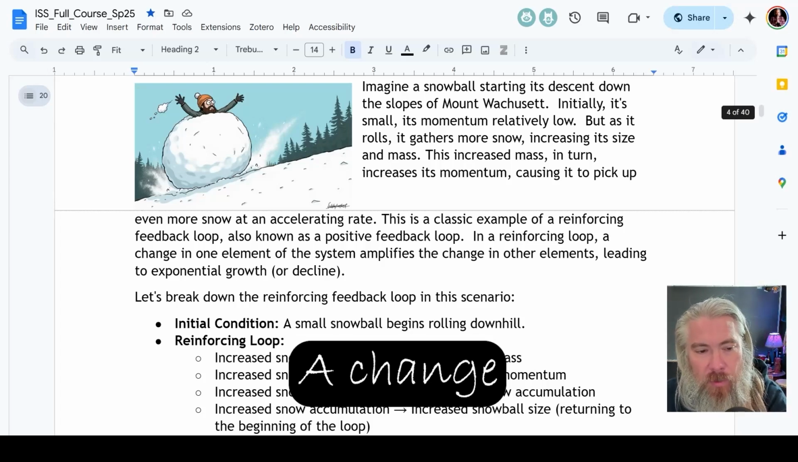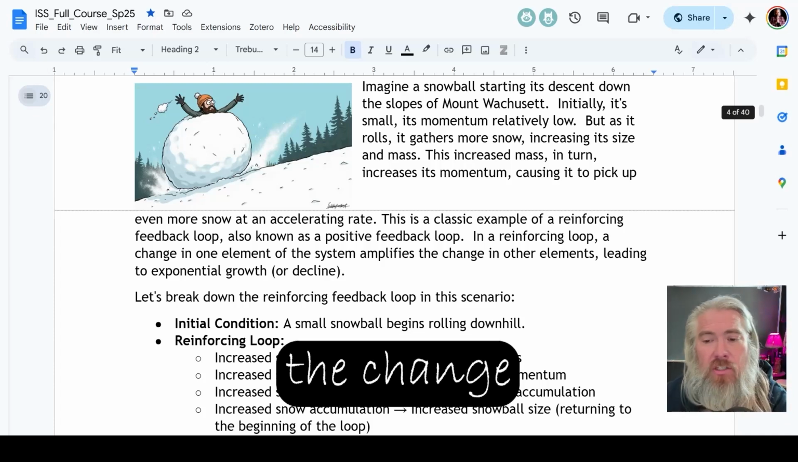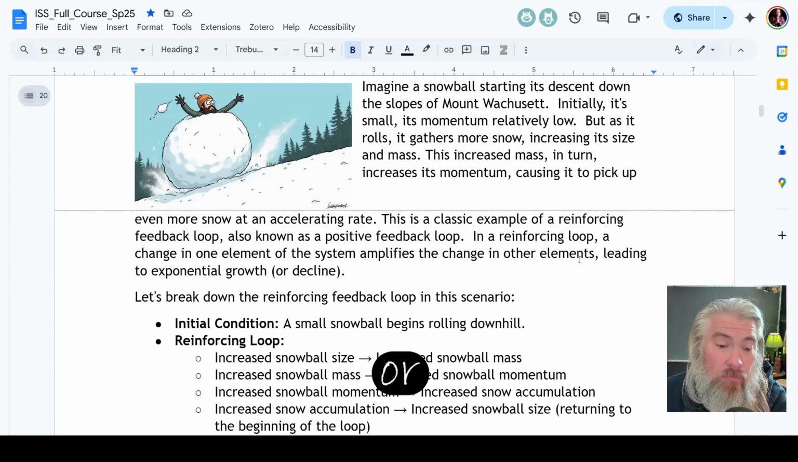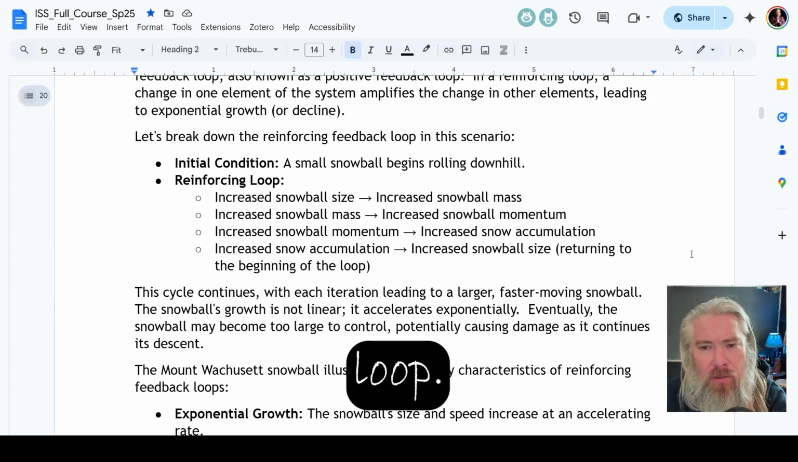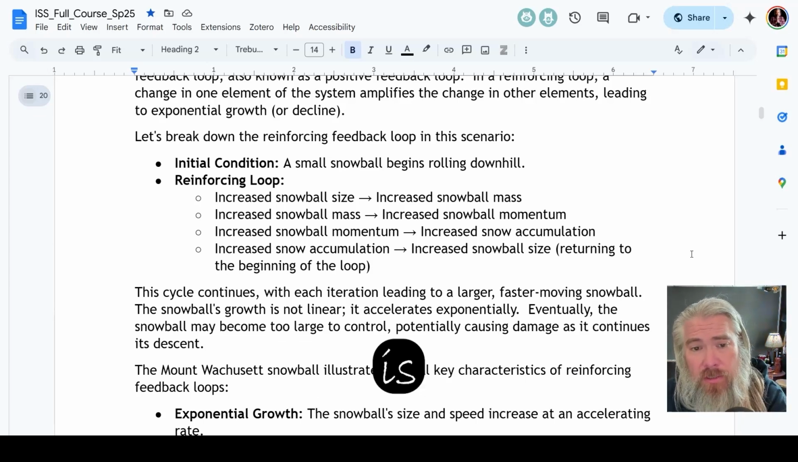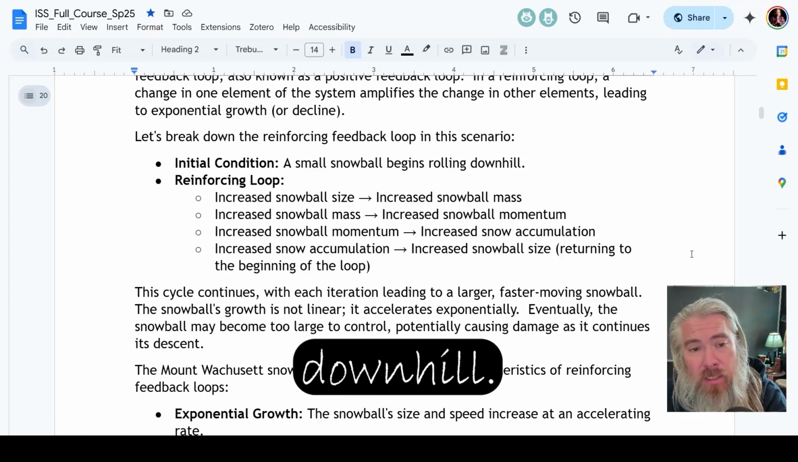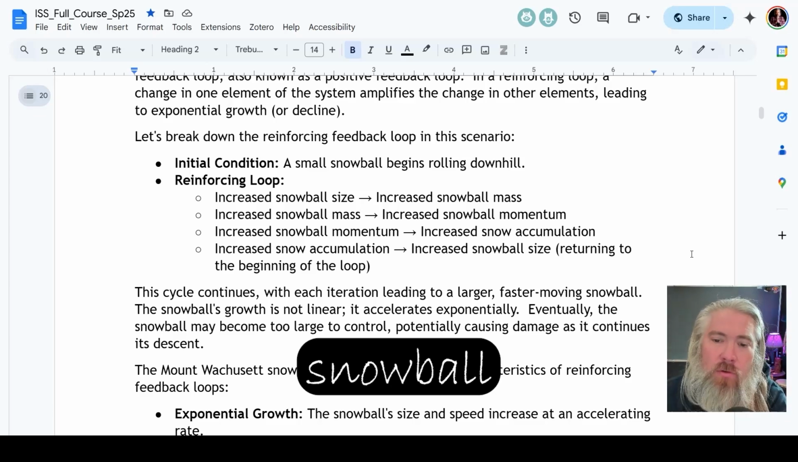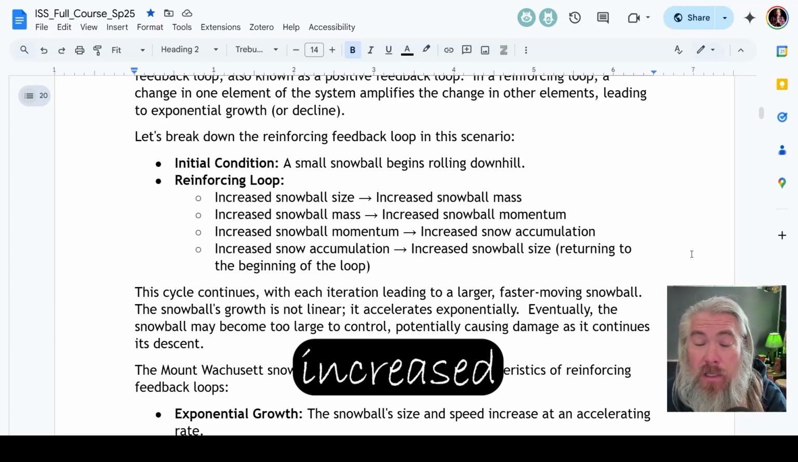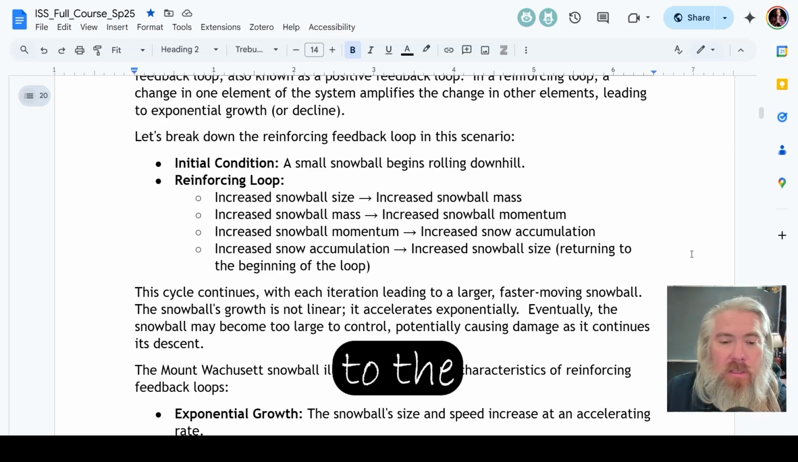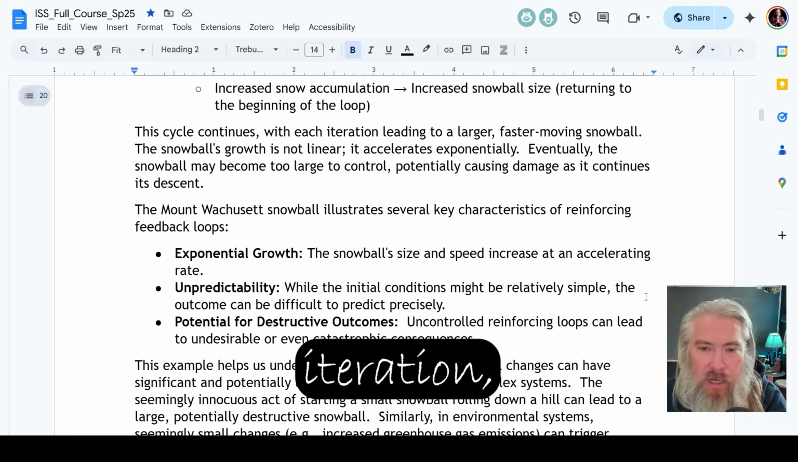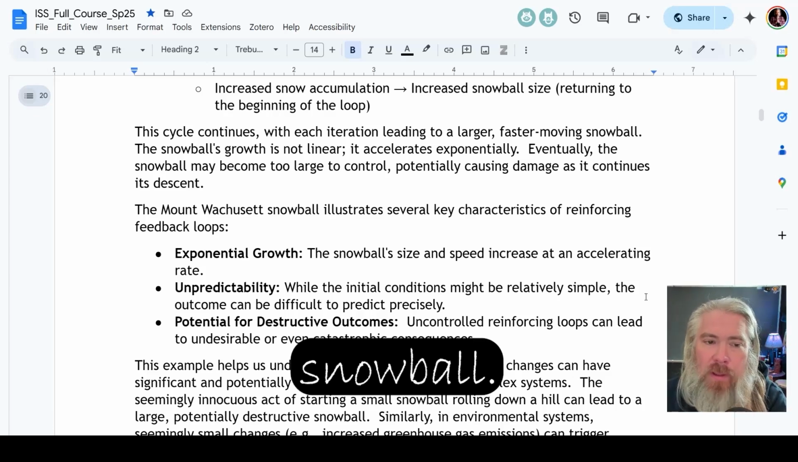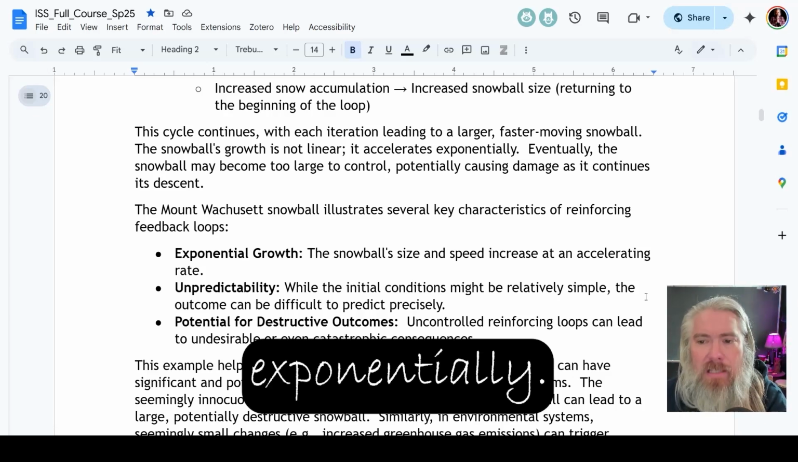In a reinforcing loop, a change in one element of the system amplifies the change in other elements, leading to exponential growth or decline. Let's break down the reinforcing feedback loop in this scenario. Initial condition is the small snowball begins rolling downhill. Then there's the reinforcing loop. Increased snowball size leads to increased snowball mass. Increased snowball mass leads to increased snowball momentum. Increased snowball momentum leads to increased snow accumulation, which then leads to increased snowball size, returning us again to the beginning of the loop. This cycle continues with each iteration leading to a larger, faster-moving snowball. The snowball's growth is not linear, it accelerates exponentially.